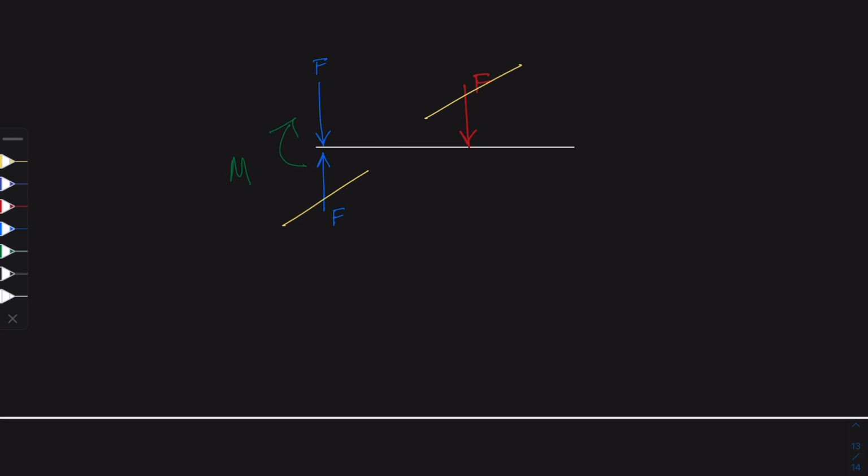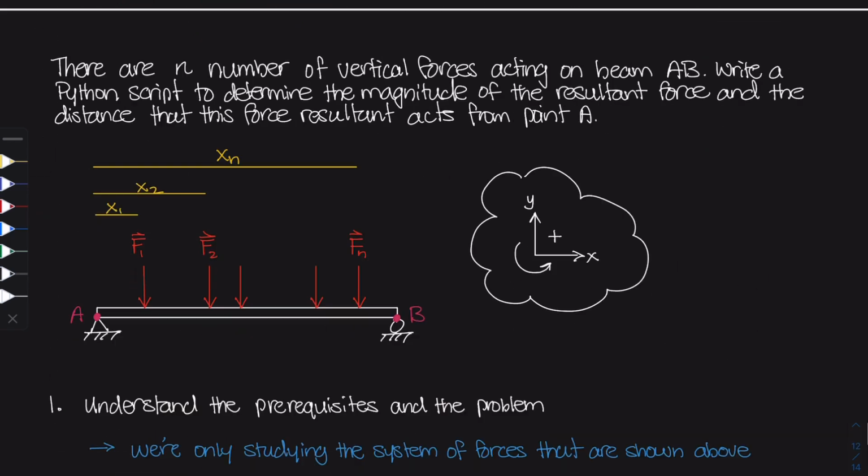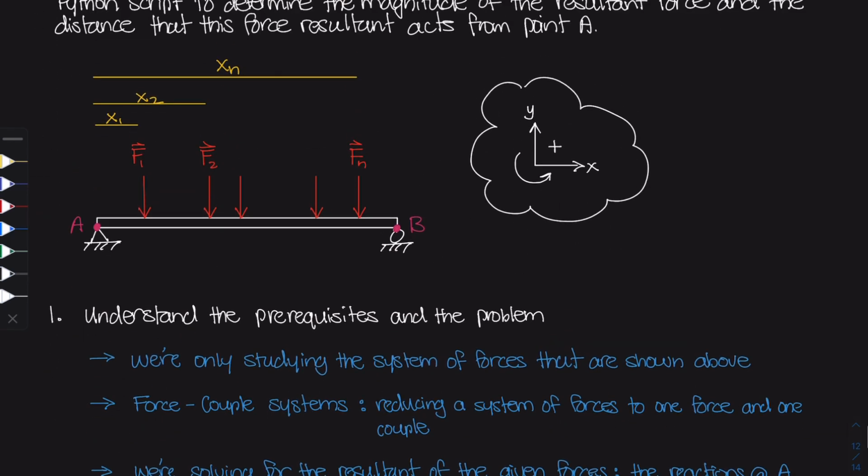So in this problem for this series, we're going to use this equivalent moment to figure out what the resultant is and how far that resultant is acting for all of these forces that are acting on this beam right here. These forces are all going to create some type of moment about A. And we're going to figure out what the resultant is.